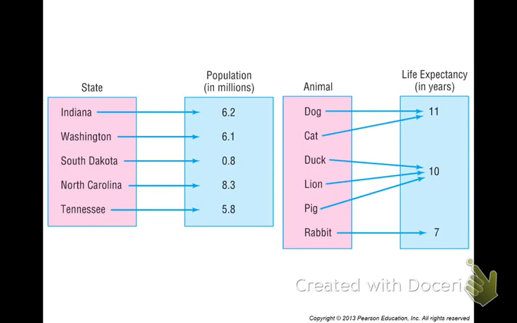Okay, thank you. So over here, she's saying that all the states have a number that they are mapped to, unlike what's happening over here. What's happening over here? We have the duck, lion, and the pig. They're all sharing the 10 years. And we also have the dog and the cat that share the 11. So, little contrasts.